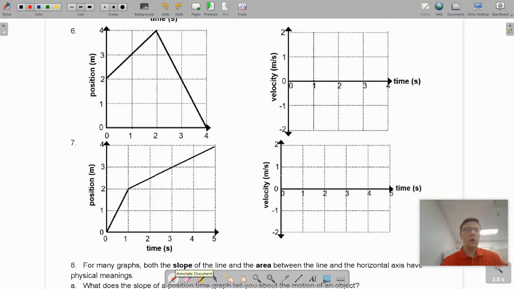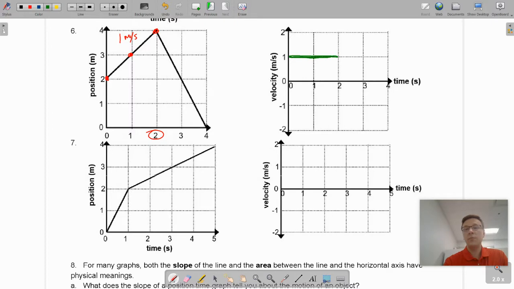And here we go. So the object starts off at 0 seconds, it's at 2 meters. And then at 1 second, it's at 3 meters. At 2 seconds, it's at 4 meters. So this first part is 1 meter per second, constant velocity. Okay. So that's up to 2 seconds, right? So what I'm going to do for this first part is show that the object is moving at 1 meter per second for 2 seconds on the velocity versus time graph.